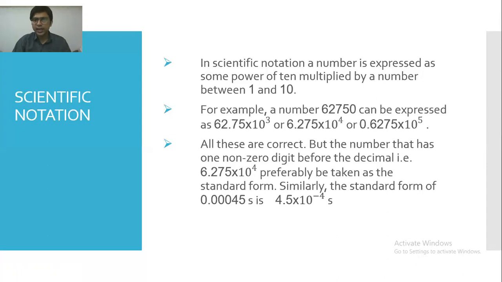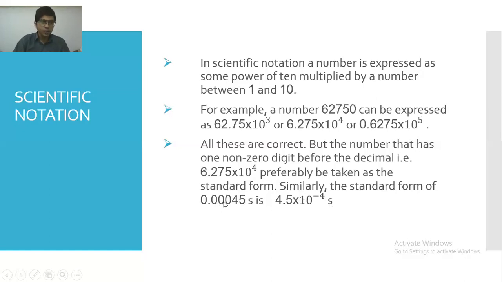And here you could see in the third example that there is no non-zero digit, so this is not a standard form. So the standard form for scientific notation is that there should be only one non-zero digit before the decimal. Okay, so this is the correct or the standard form. Now, similarly, there is another example. The standard form of 0.00045 seconds is 4.5 exponent minus 4 seconds.